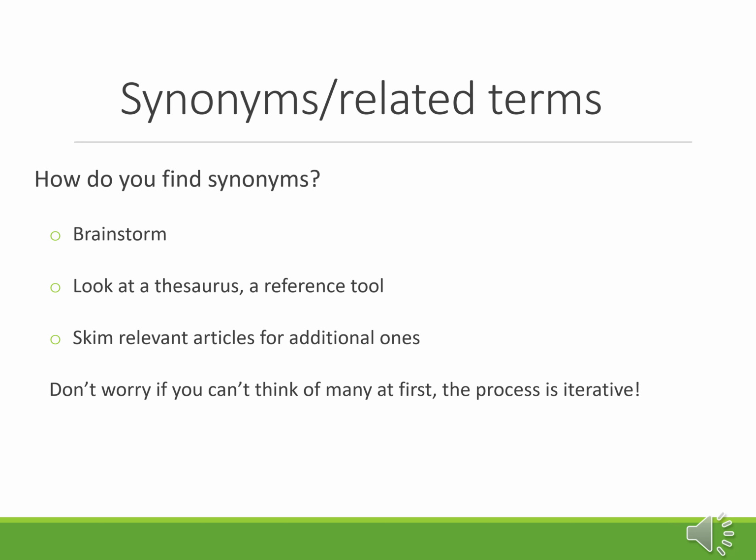So how do you find synonyms? You can brainstorm. Sometimes you may just be aware of potential different synonyms for a term. Sometimes you may instead want to look at a thesaurus or a reference tool, which might give some other suggestions. You can also skim relevant articles for additional synonyms to see what words other authors use. Don't worry if you can't think of many at first or find many at first. The process can really be iterative, and often you find more the more you come across different articles and see what terms different authors use.